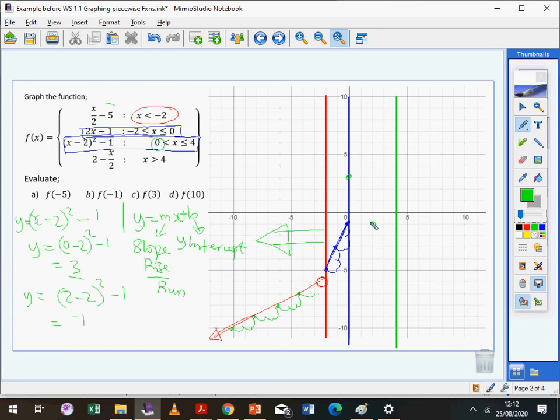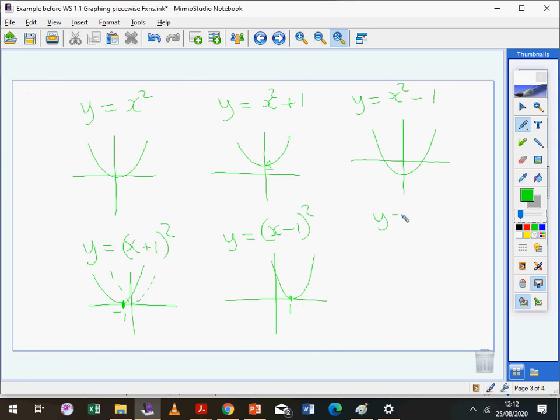And let me plug in something else. If I plug in 4, I'll have 4 minus 2 squared minus 1, which is 2 squared minus 1, which is still 3. If I plug in 4, the value is still 3. I hope you can see from this little review that y equals x minus 2 squared minus 1 means it's shifted 2 units on the x-axis, and this means it's shifted 1 unit on the y-axis, 1 unit down.